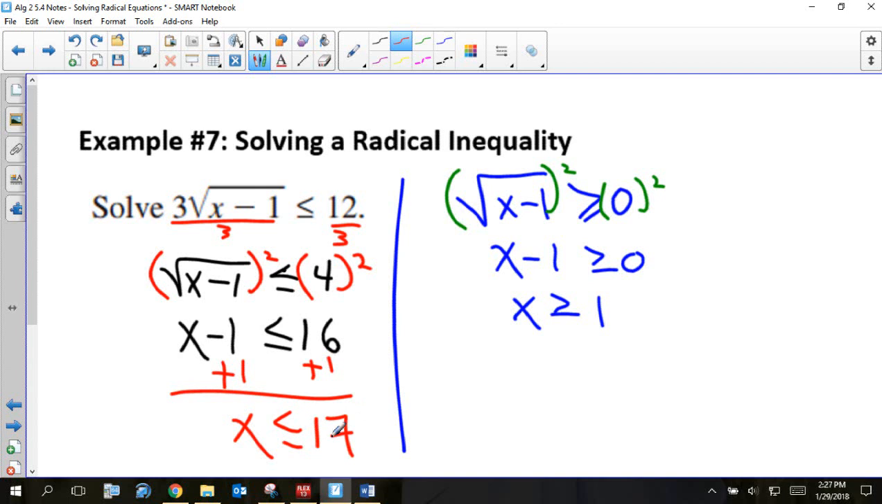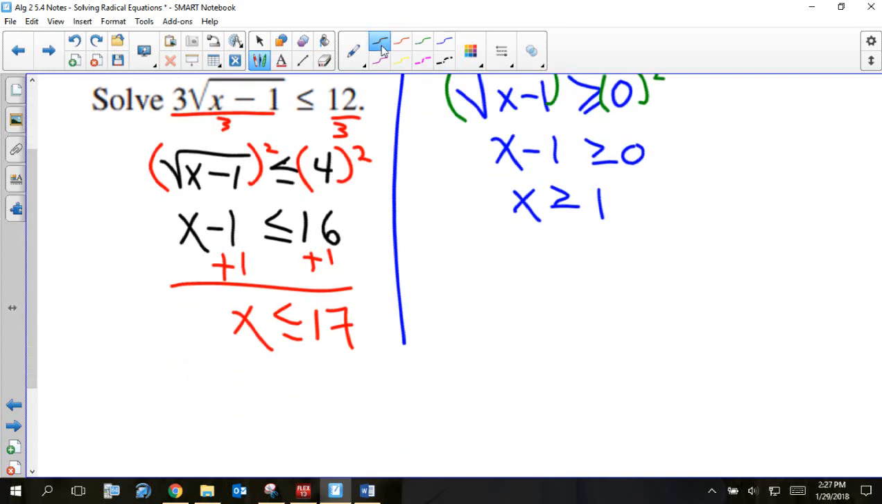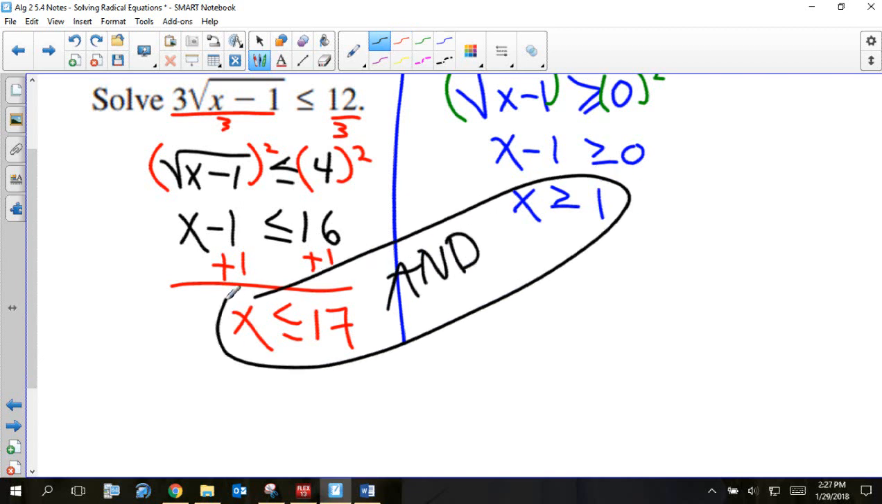So what we do is we have two pieces of information for this answer. And our answer has to incorporate both of these. That's not my final answer. My answer is going to incorporate both of those. So to help me figure out my answer, I'm going to visualize it. I'm going to put it on a number line.